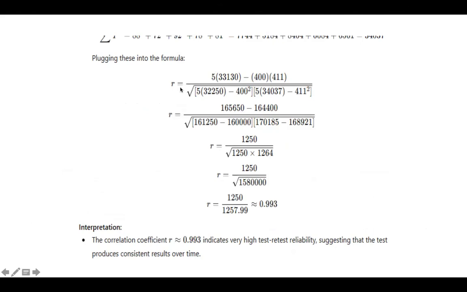When we calculate r, it gives almost 0.993. If the correlation coefficient r is almost 0.993, it is near 1. It indicates very high test-retest reliability, suggesting that the test, whatever questionnaire or questions you made, produces consistent results over time. So this is all about the test-retest method. Thank you.